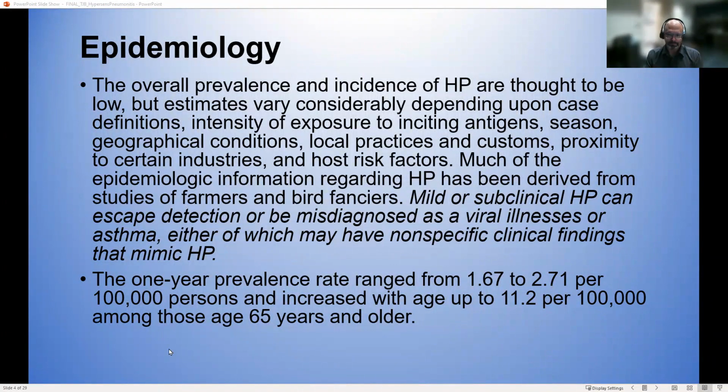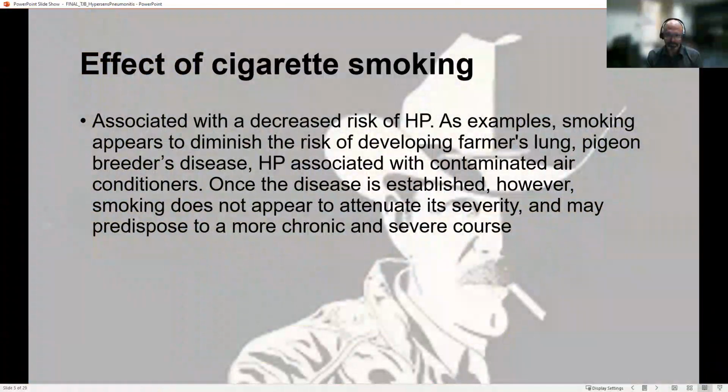Next slide, please. An interesting piece to HP is that they found that if you were a smoker before exposure to antigens, you were less likely to develop HP, but if you do indeed develop HP and you are a smoker, it would predispose you to more chronic and severe disease. Next slide, please.